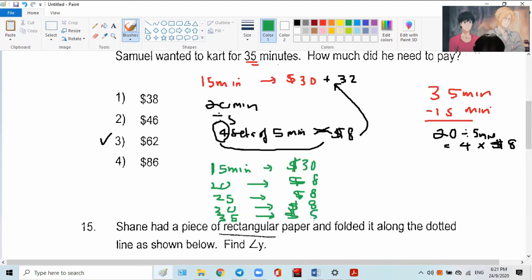Maybe this one is easier to understand. Then 30 plus 8 times 4. Can you see now? 4 sets of $8. 8 times 4 is 32, plus 30. That's why it's 62. Yes?